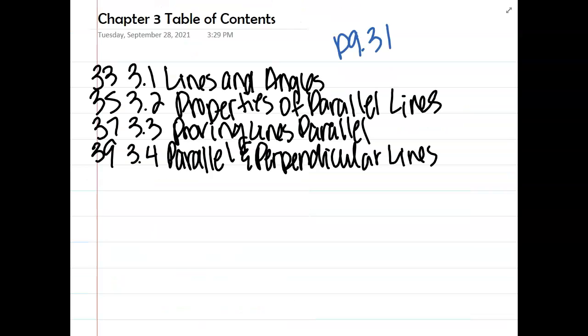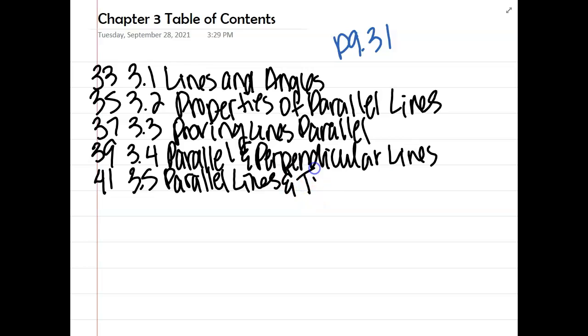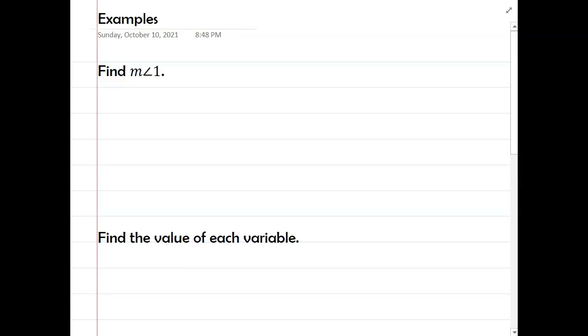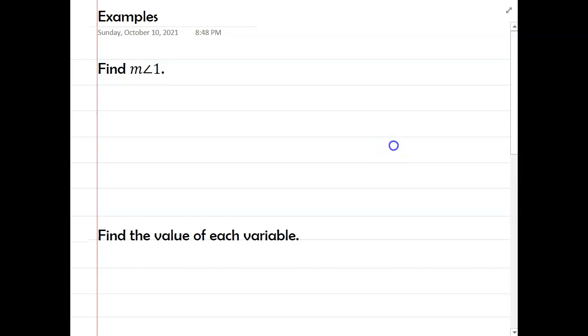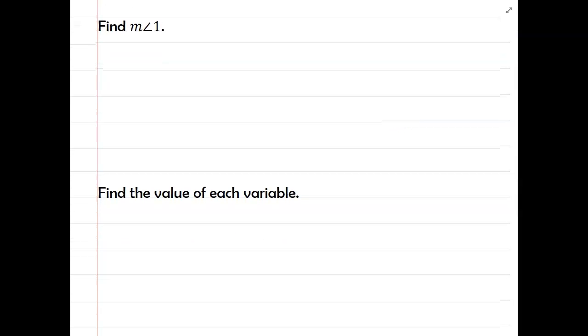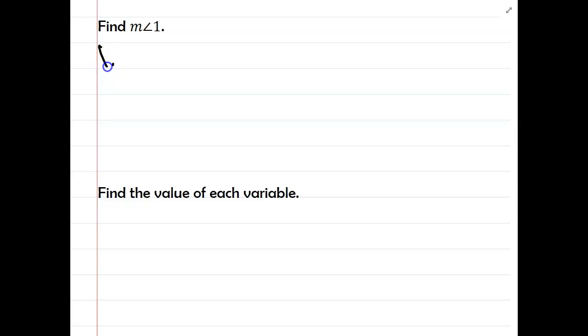Anyway, alright, let's get this glued into your notebook. Page 41. This is 3-5, parallel lines and triangles. Alright, we are going to be drawing some pictures today, mostly triangles. Actually, I guess all triangles, so not too bad. First couple ones should be pretty easy. So talking about the interior angles of a triangle. So let's draw a handy little triangle here.